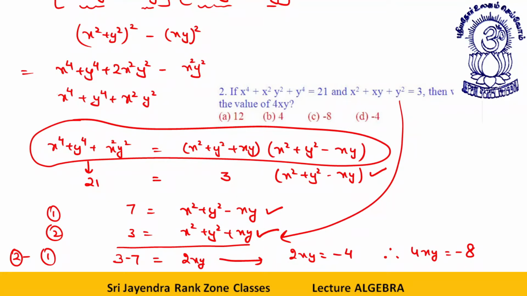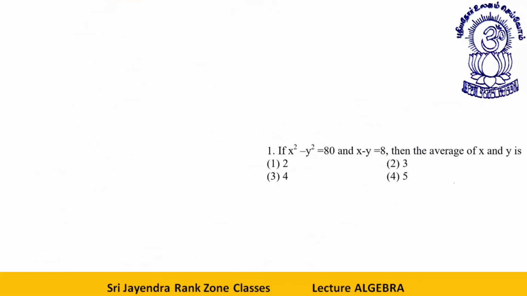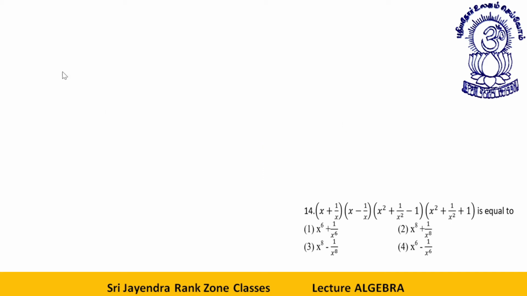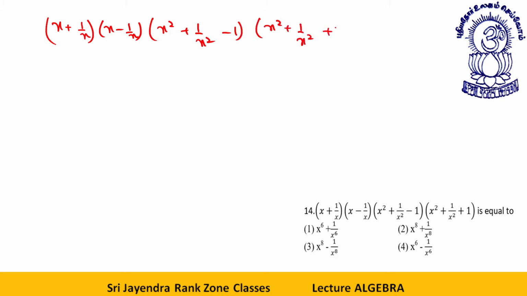So let's take the next one. Again, an important question. (x + 1/x)(x − 1/x)(x² + 1/x² − 1)(x² + 1/x² + 1). This is what this is.